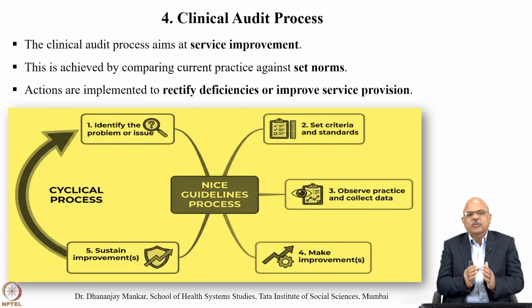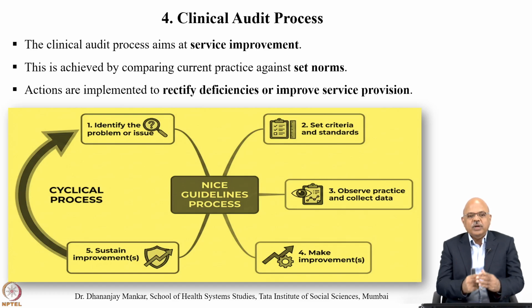What is the clinical audit process? The clinical audit process aims at service improvement. Service improvement is the ultimate objective of taking up clinical audit. Clinical audit is achieved by comparing current practices against the set norms. What are the current practices going on in the hospital against the set norms? It also includes the actions that are implemented to rectify deficiencies or improve service provision, which is very important and a base to see the purpose of clinical audit.